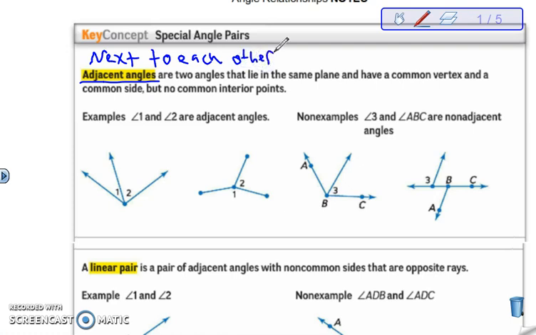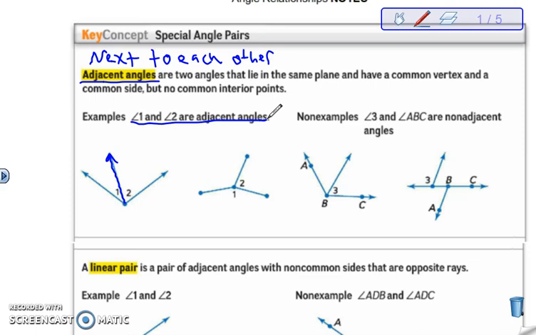Well, what does that mean? It basically means that they share a side. If we remember from last time, sides are the rays that come out of the corner of the angle, or the vertex. We notice how in this picture 1 and 2 have the same middle line, that same middle ray. So 1 and 2 are adjacent angles.